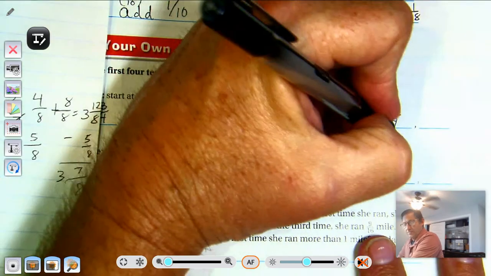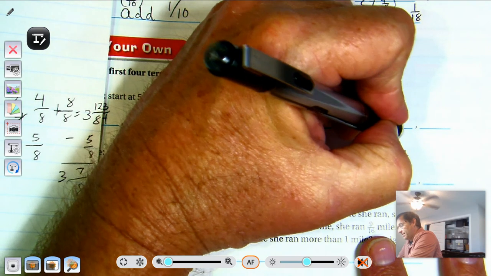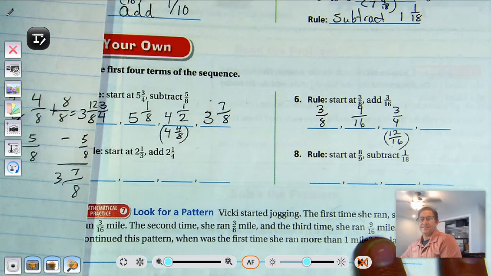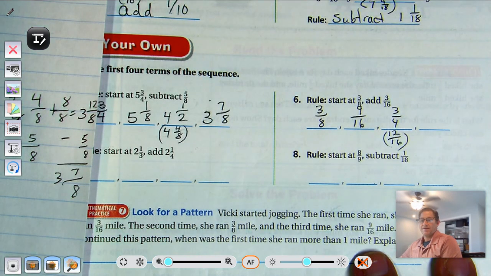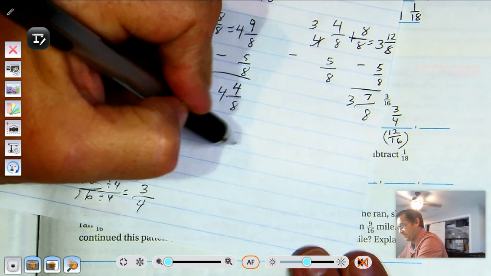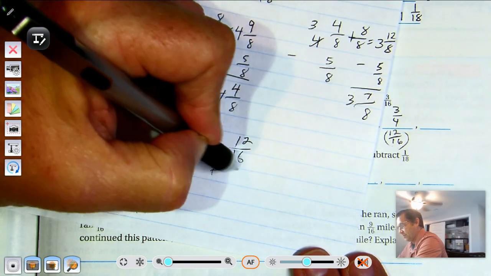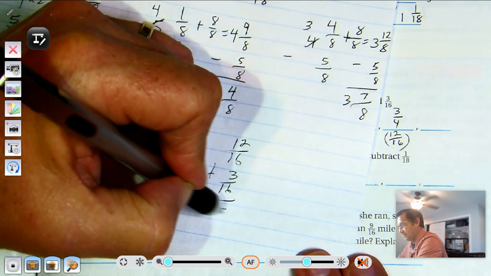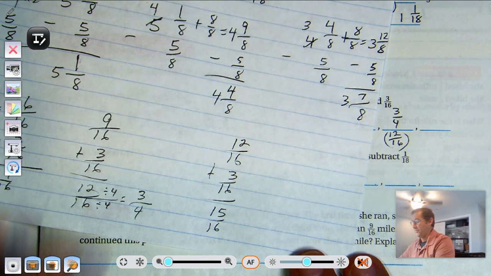And if you want, we can go ahead and write 12/16. And then we're going to add 3/16 to that. So 12/16 plus 3/16 is 15/16. 12 and 3 is 15.